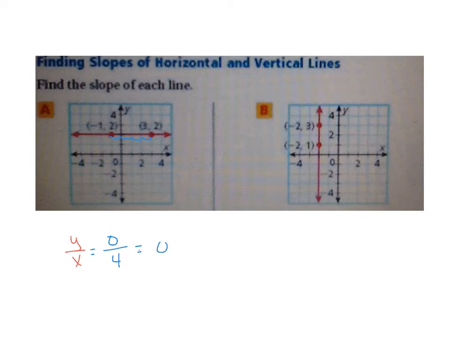Vertical line, we still have y over x. So we look at what we rose to get from 1 to 3. We rose 1, 2 places. However, we didn't run at all because it's just a vertical, and you cannot divide 2 by 0, so your slope is undefined. So if you have a horizontal line, your slope is 0. If you have a vertical line, your slope is undefined.